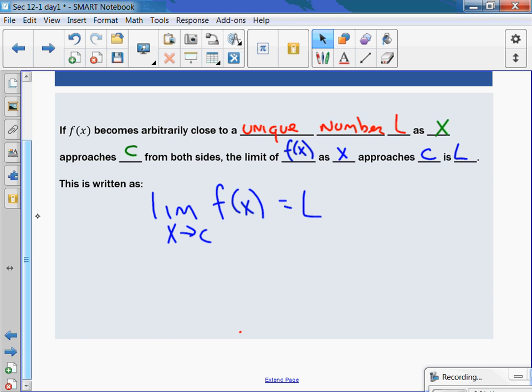This has no relevance whatsoever on what f of c is. f of c can be defined, it doesn't have to be defined. f of c can be a totally different number other than L. A limit just says, what is the value of f of x as I get closer and closer to x equaling c. So, we can use a table to estimate the limit.